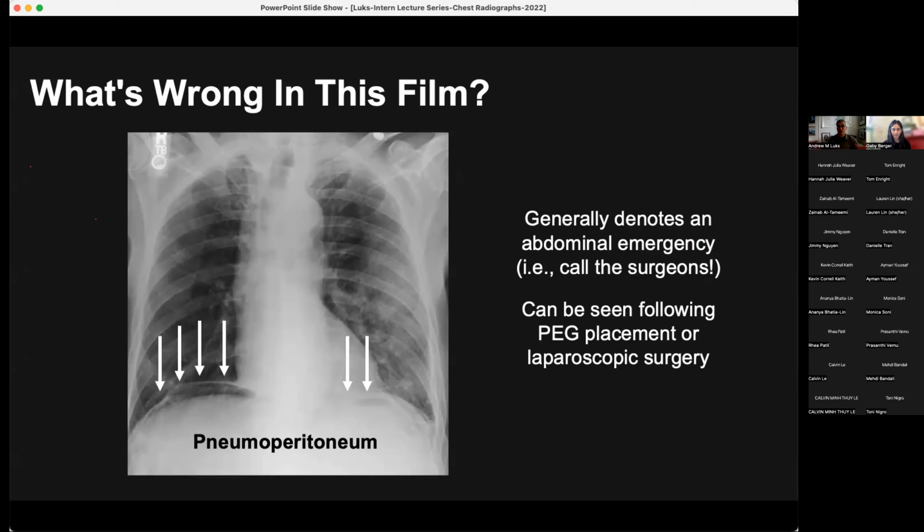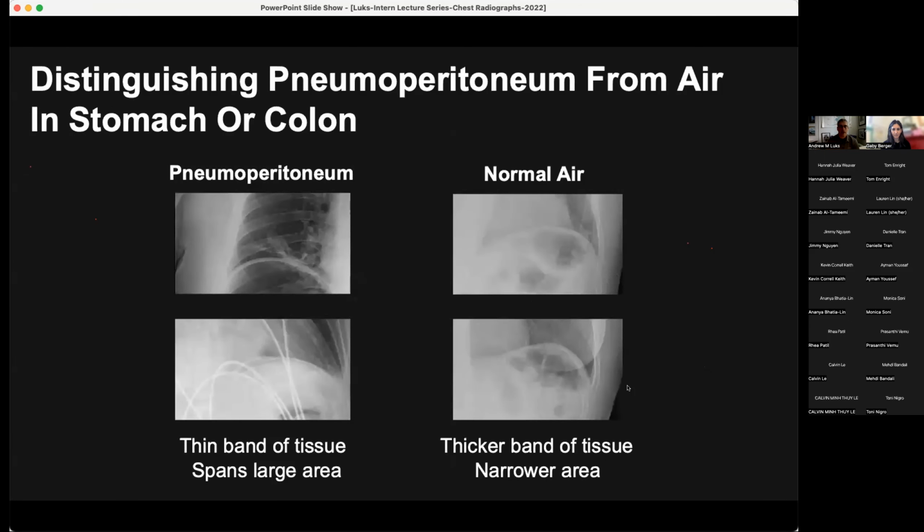But in the absence of any of those procedures, the presence of pneumoperitoneum is going to warrant further abdominal imaging and a consult to the surgeons. And one of the things that often confuses people is how to distinguish pneumoperitoneum from air that's in the stomach or the colon. And there's a couple of ways that you can do this.